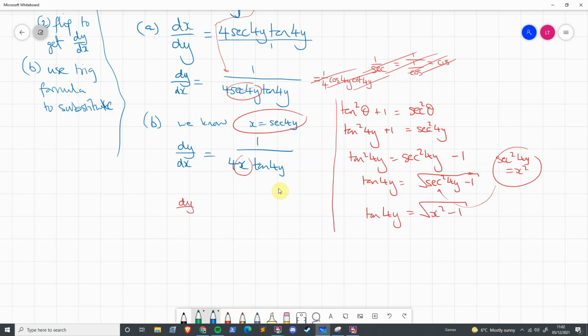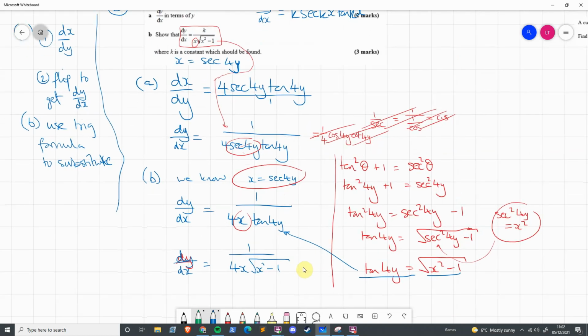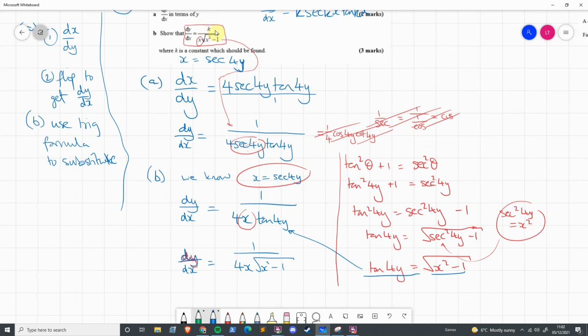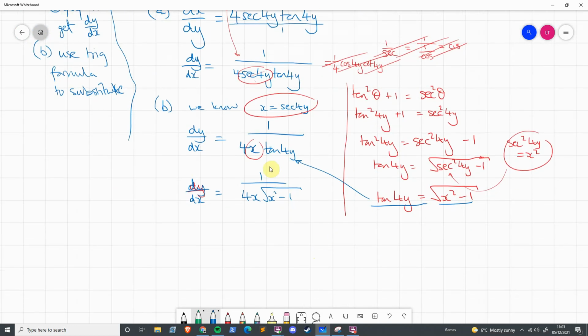So let's keep it in blue. dy by dx equals 1 over 4x, and then tan 4y. I'm just going to replace it with that square root of x squared minus 1, which is exactly what they wanted. This value of k, a bit weird that k is on the top, but the value of k is a quarter.